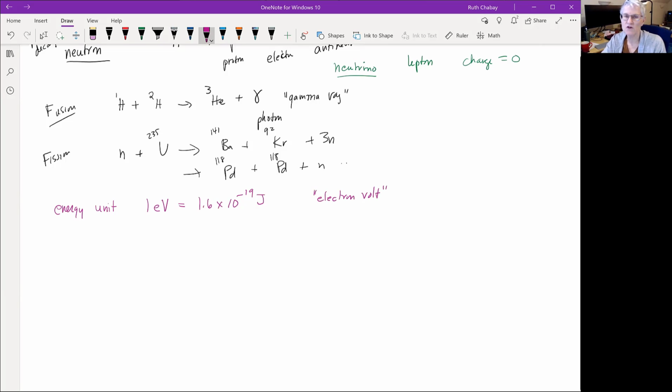And it's the amount of energy, this will make sense next semester, that an electron would get if it moved through an electric potential difference of 1 volt, and that'll make a difference for.